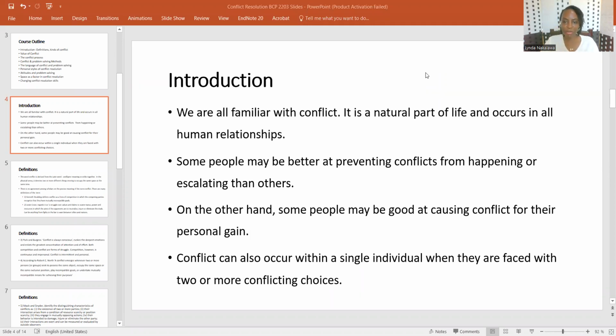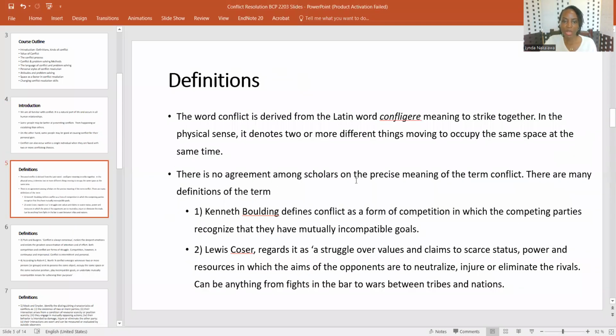But this tells me that we have an idea of what I am talking about. We can relate to the idea that some people are good at stopping conflict and some people are good at starting up conflicts. Let's look at some definitions of the word conflict.